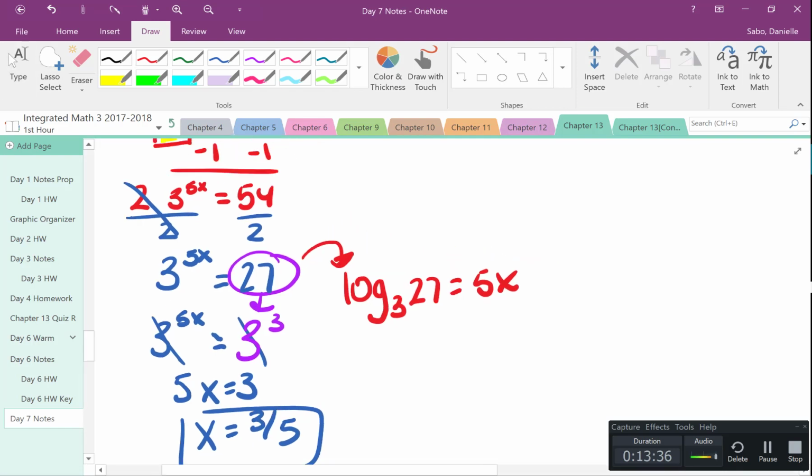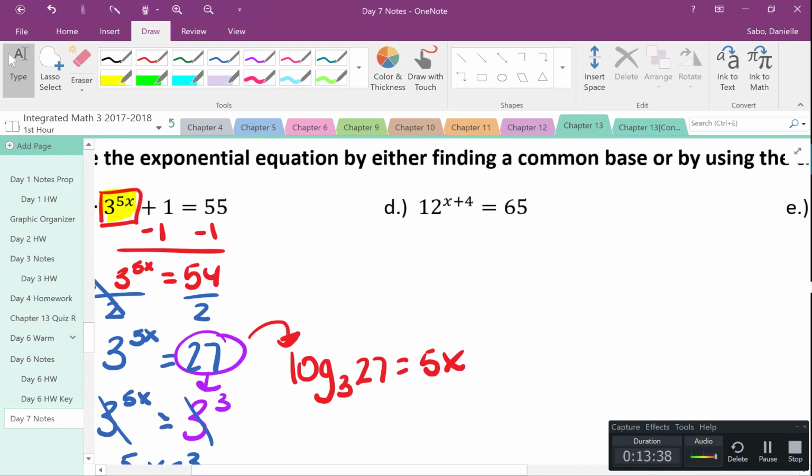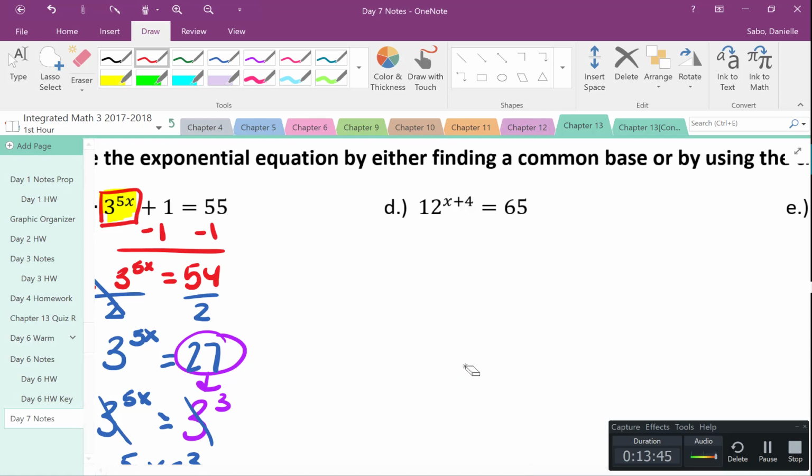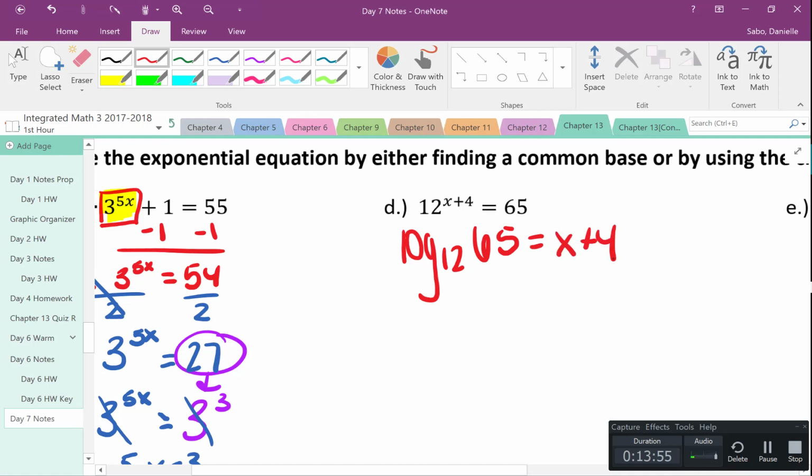All right, let's go ahead and do the next one. Can I write them as the same bases? No. Is it isolated? Yep, so let's go ahead and convert. How would I convert this? Log base what? Of what is equal to what? Very good. Solve that, please. And if you're getting stuck on how to put this in your calculator, please ask now. Now would be a good time. This piece is what you would put into the calculator.